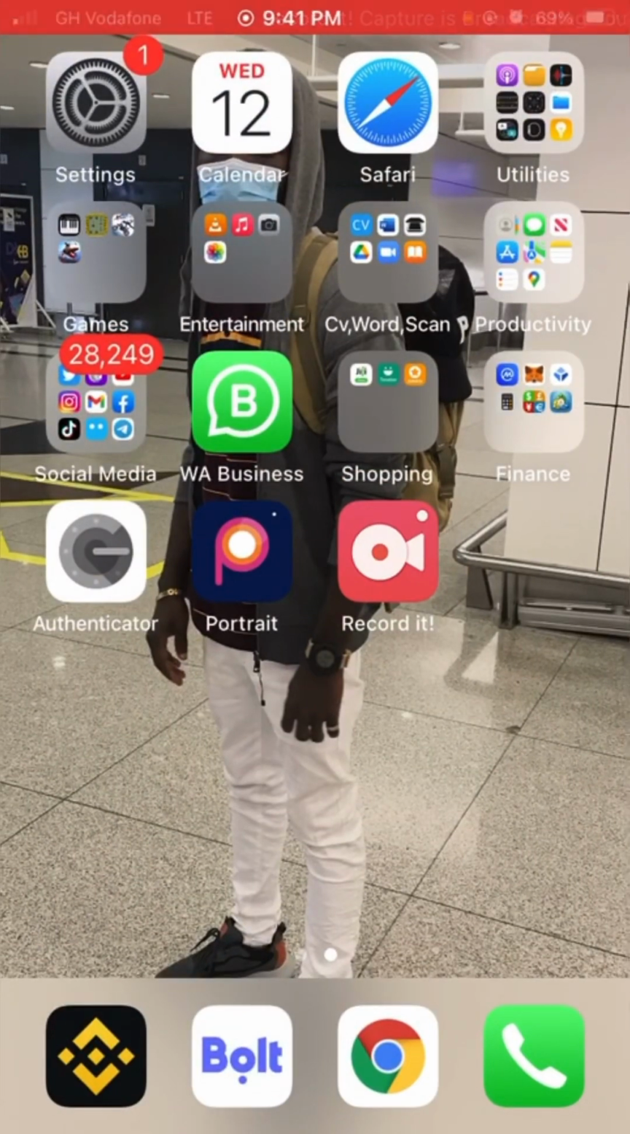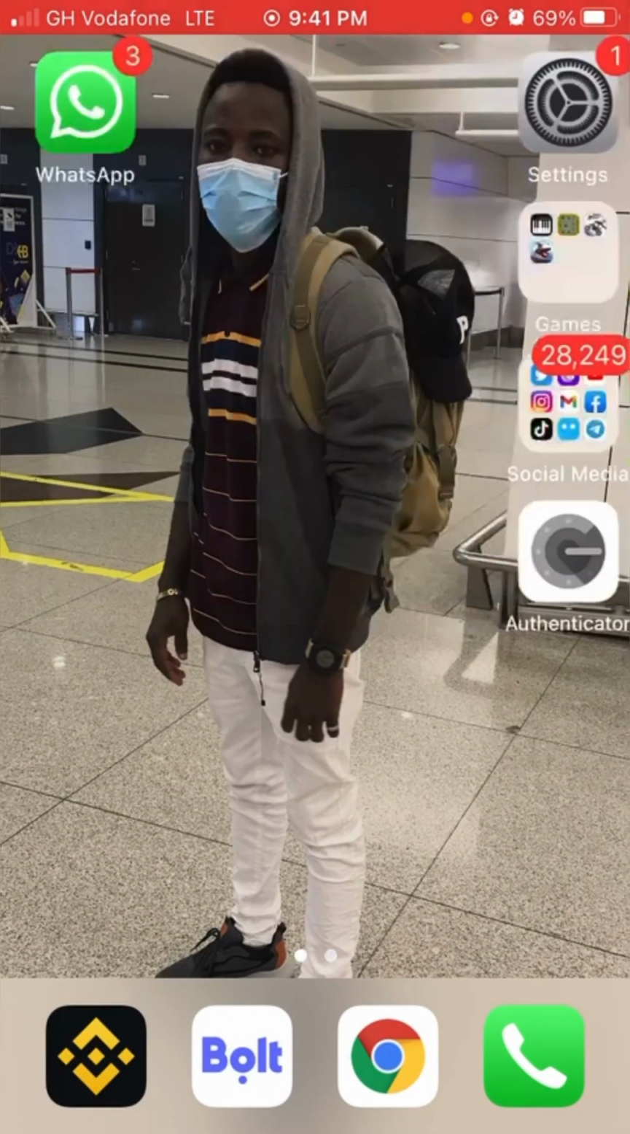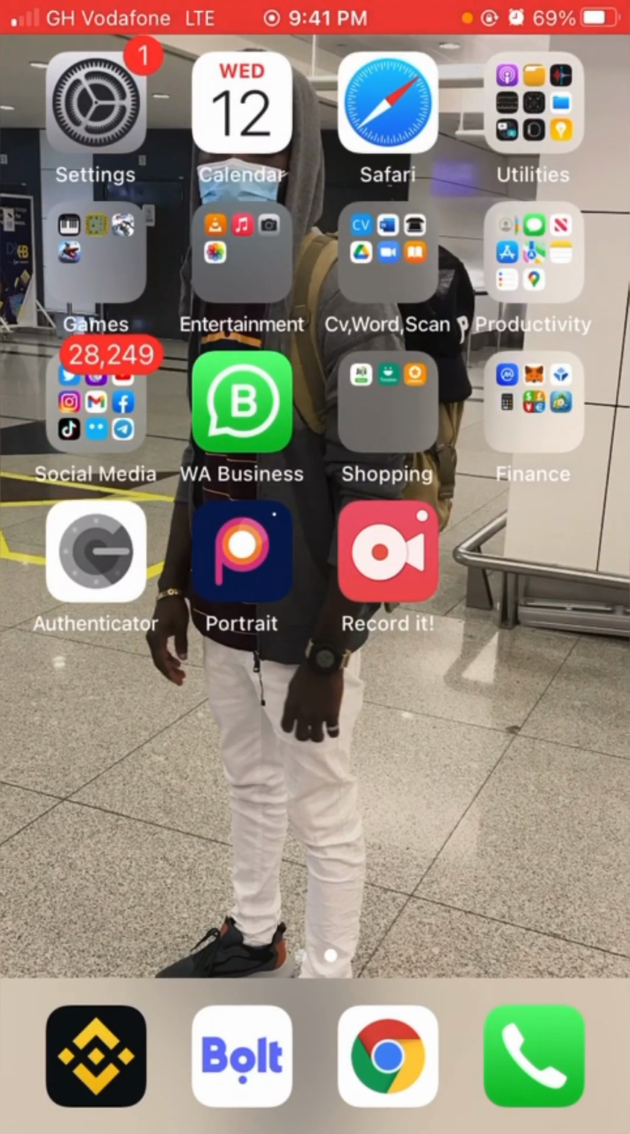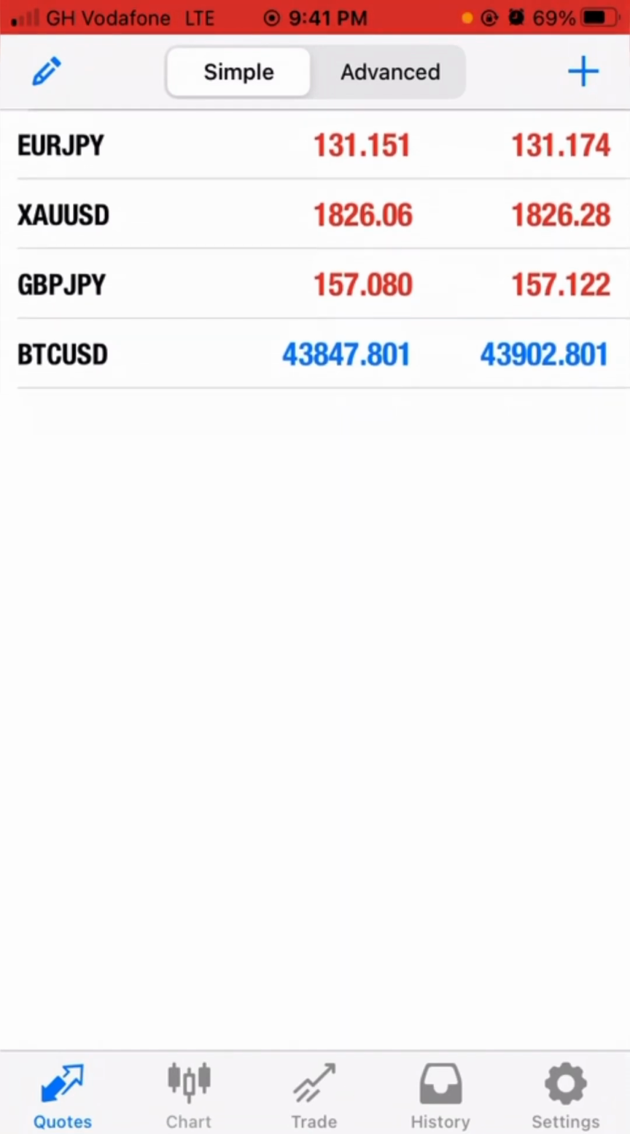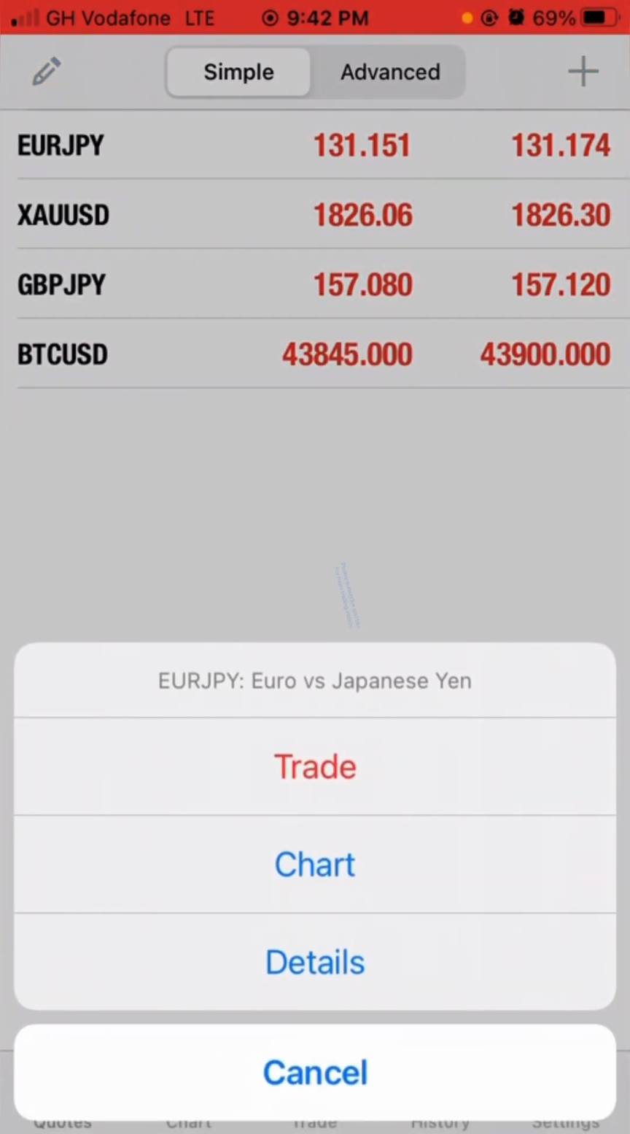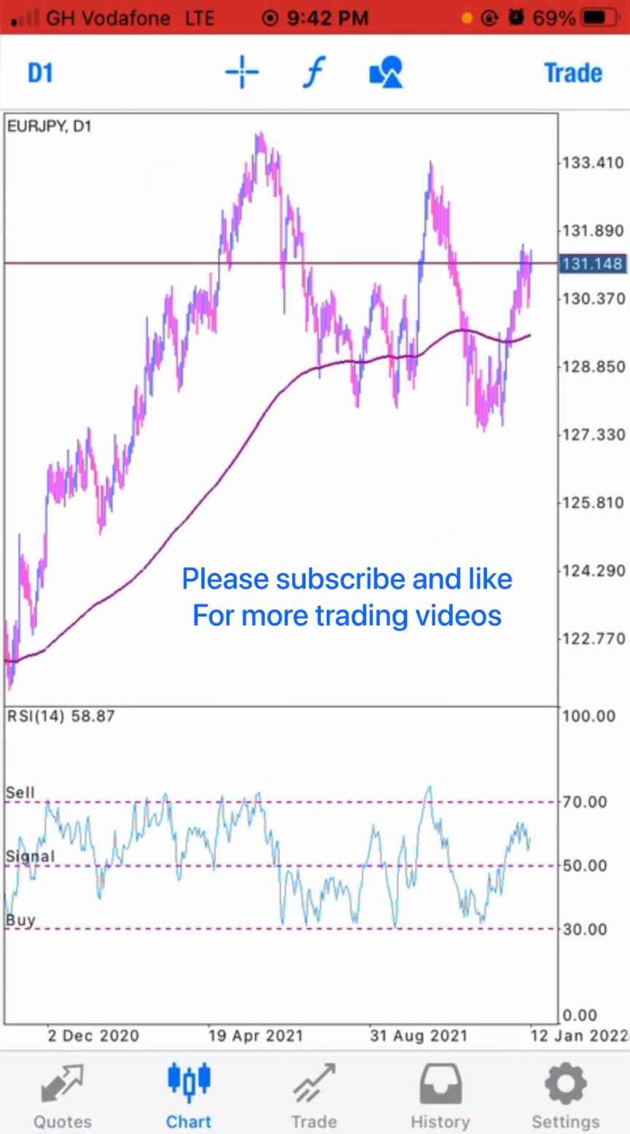Alright guys, like I said, I will do a small video for you on how to spot demand and supply zones. So I'll open my MT4 and then I'll use EuroJPY as an example. I'll open it like this.